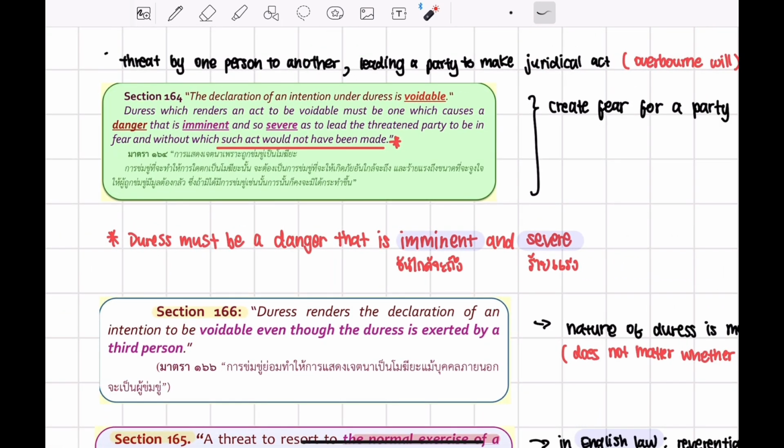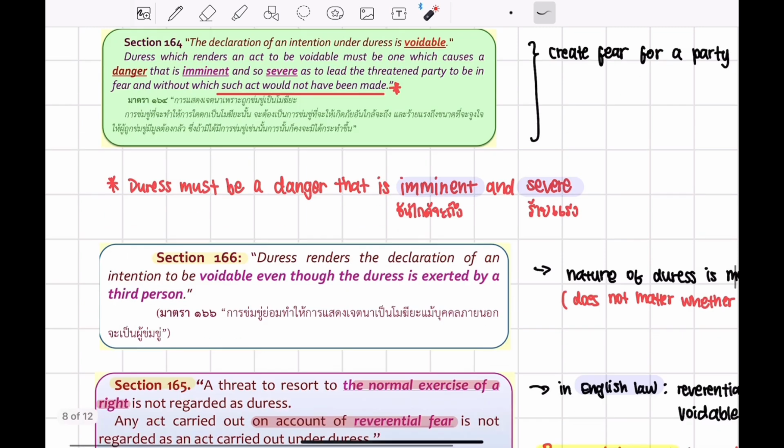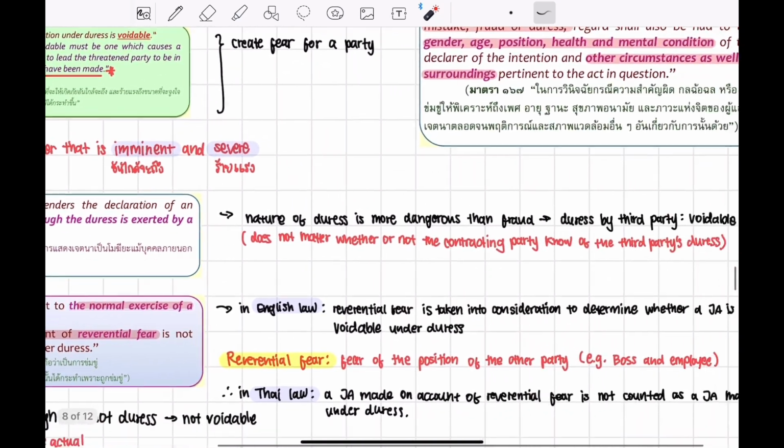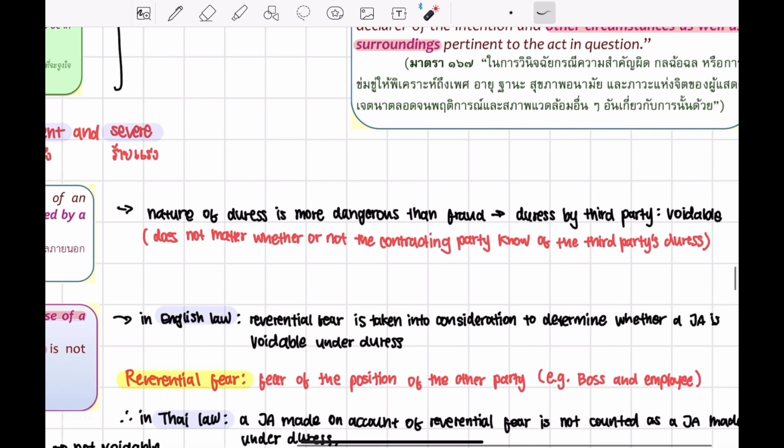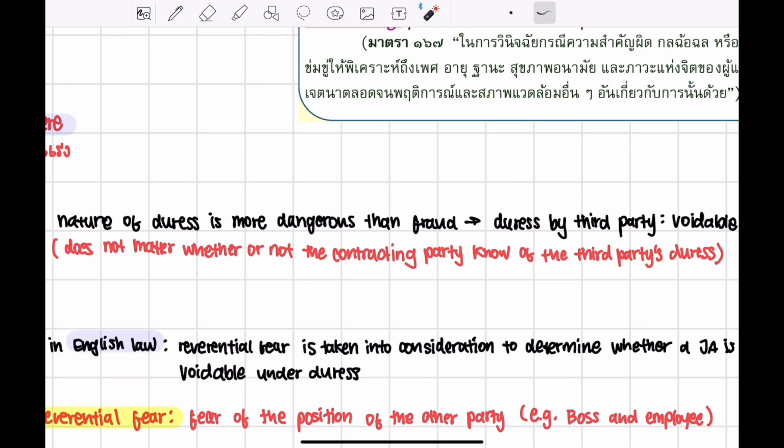So basically, the threatened party would be in so much fear that they would make a declaration of intention that they did not mean to make, and without that fear, they would not have made that declaration at all. And because the nature of duress is more dangerous than fraud, duress by a third party is also voidable, because we see in fraud that the false statement made by the third party is not voidable if the contracting party does not know of the third party making the false statement.